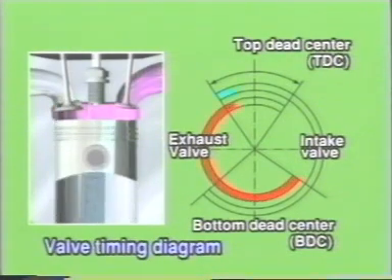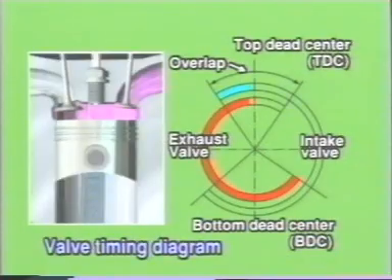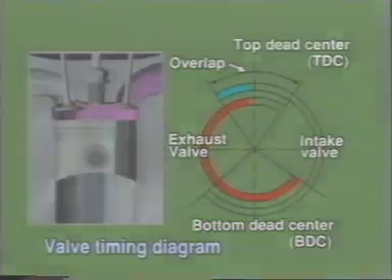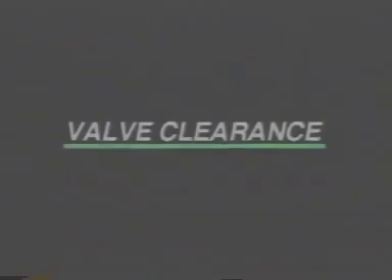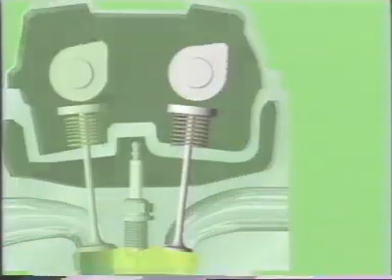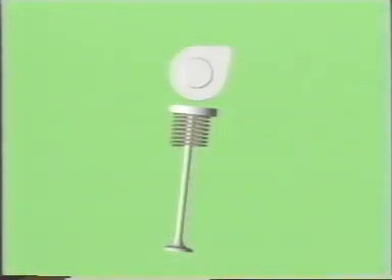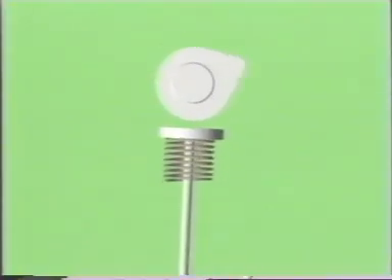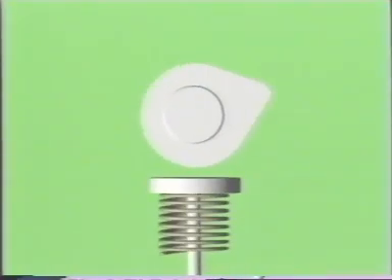There is a period of time during which both intake and exhaust valves are open. This period is called valve overlap. To enable each valve to open or close smoothly, appropriate clearance must be provided around the valve. This is called valve clearance.